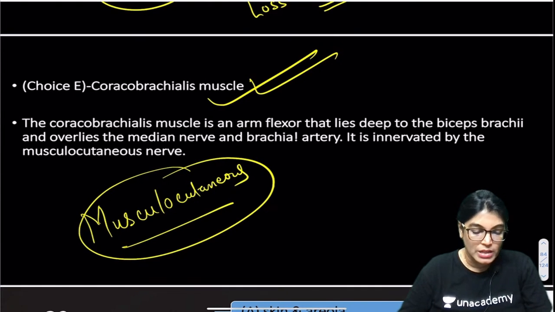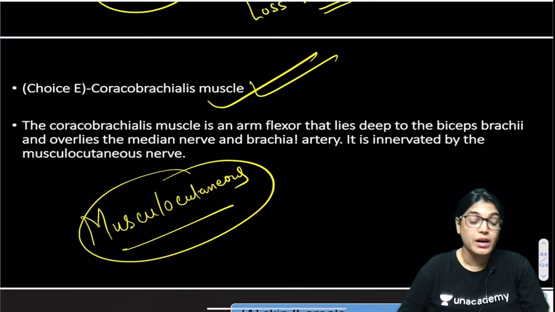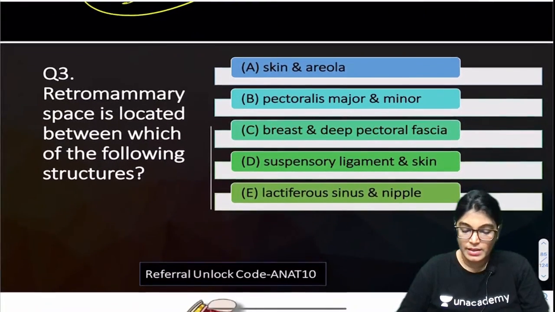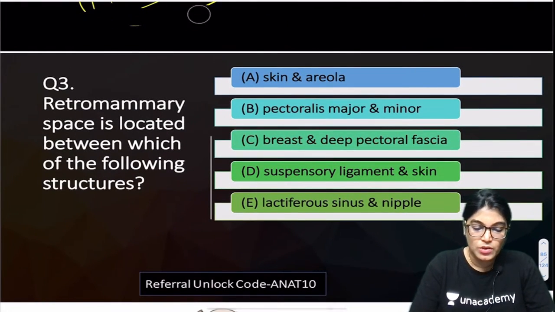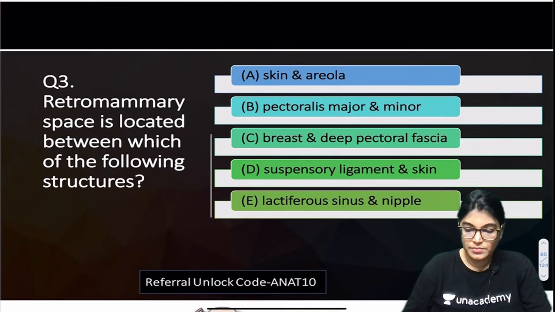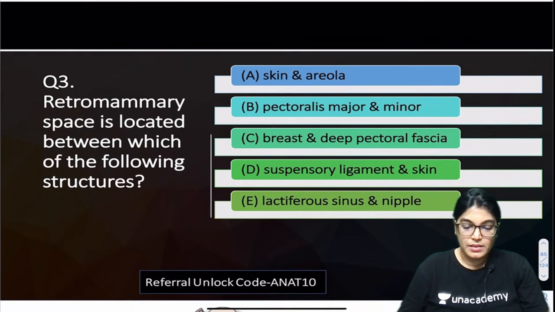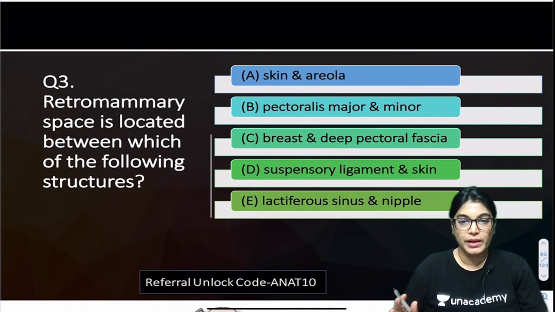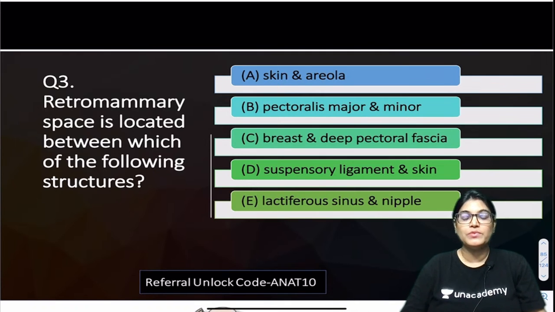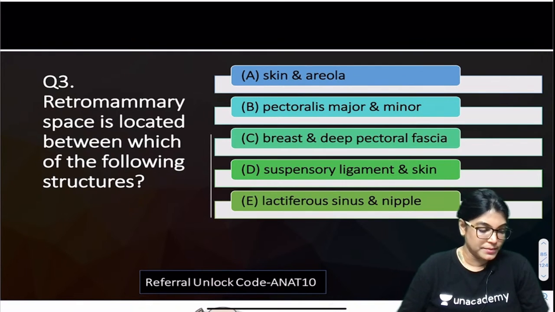So yes, can we move on to the next MCQ, the third MCQ. Okay, so moving on to the third MCQ now. Retromammary space is located between which of the following? A, skin and areola; B, pectoralis major and minor; C, breast and deep pectoral fascia; D, suspensory ligament and skin; E, lactiferous sinus and nipple.